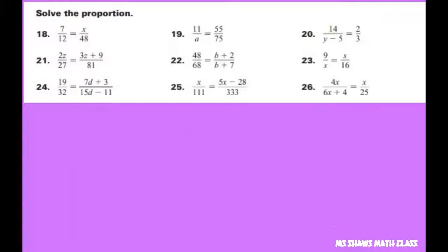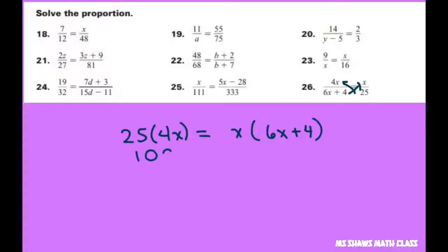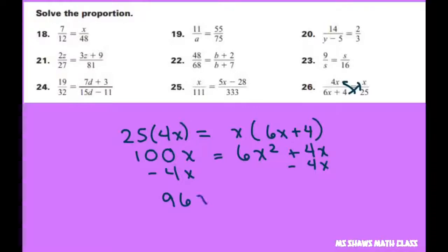All right, and the last one. Cross that. So you get 25 times 4x equals x times 6x plus 4. All right, so this is 100x equals 6x squared plus 4x. Now I'm going to subtract 4x from both sides. And that's going to give you 96x equals 6x squared.